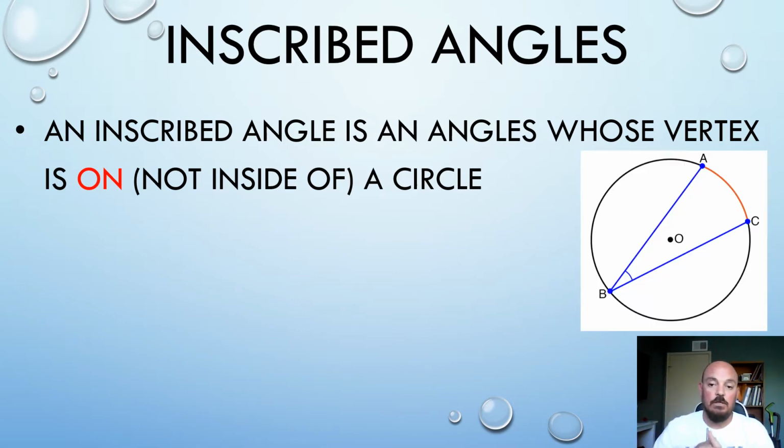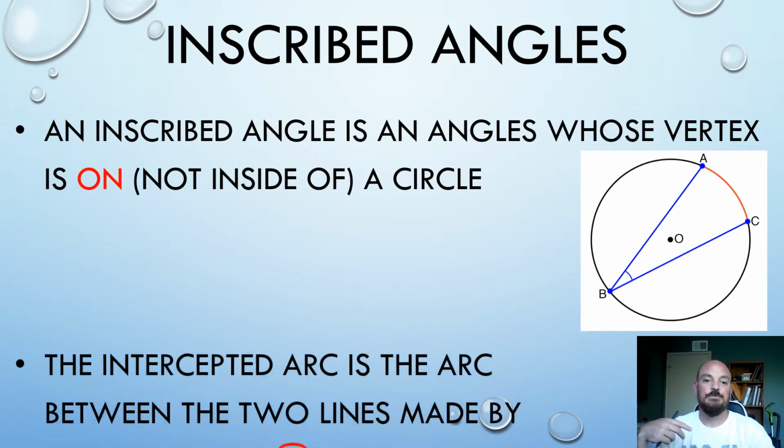So right here, this is a picture of an inscribed angle. Because that point B, which is the vertex of the angle, is a point that's on the circle, literally on top of one of the points that makes up the circle. So remember, make sure you know the difference. It's not any point inside the circle. It's a point on the circle. That's what makes an inscribed angle. So right here, angle ABC is an inscribed angle of circle O. That's how we would say it.